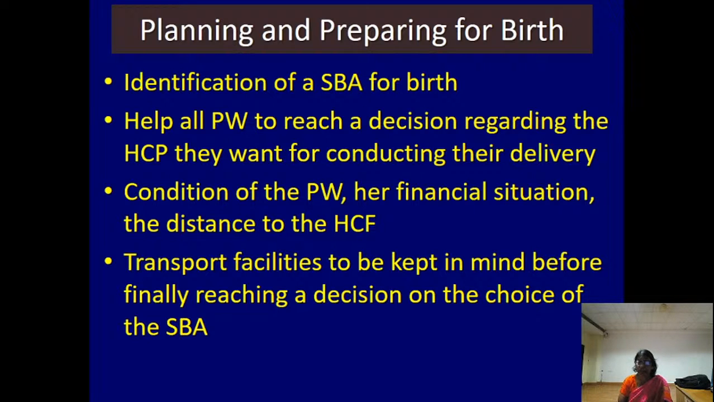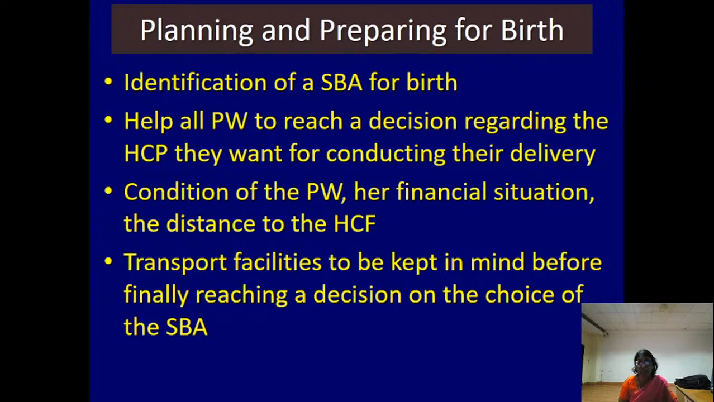I'll tell you what a skilled birth attendant means. It is someone who is skilled, like a multipurpose health worker female, a health visitor, the medical officer, staff nurse, and the medical officers. They are all trained in conducting deliveries. Dais are not included in skilled birth attendants. Please remember that, it is asked in your viva.